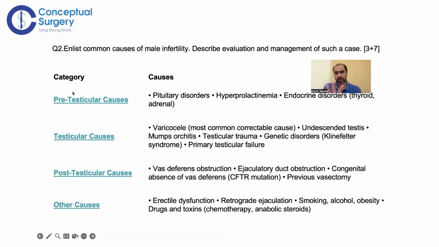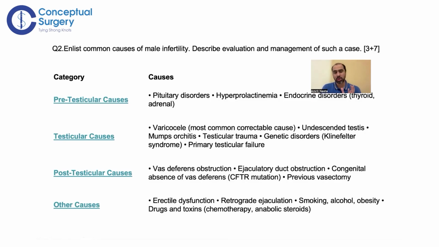Like here, this is what is given in the books: pre-testicular or hormonal causes. Most important is hyperprolactinemia, pituitary tumors, hypothalamic disorders because of which gonadotropin releasing hormones are not produced, or other endocrine disorders, thyroid problems, hypothyroidism. Not very common, but can cause infertility in males.